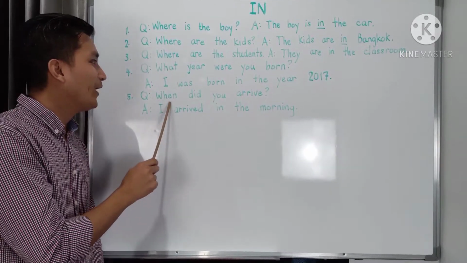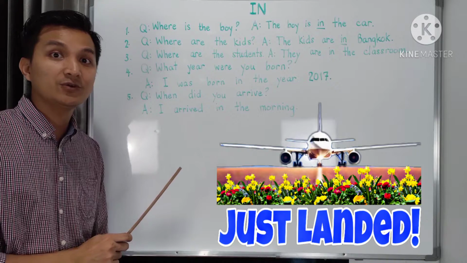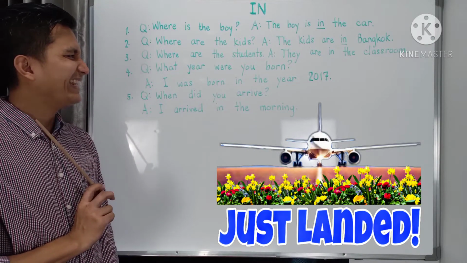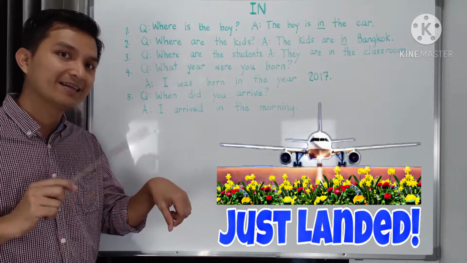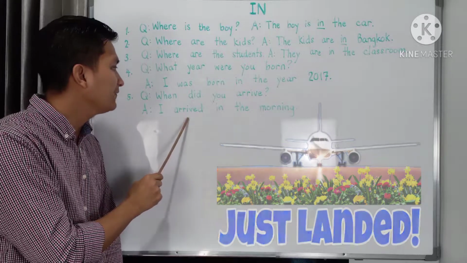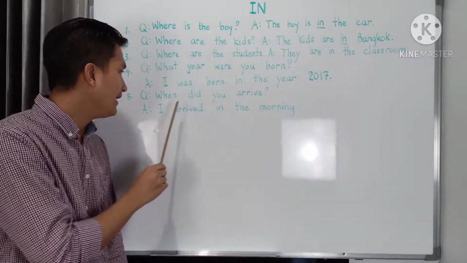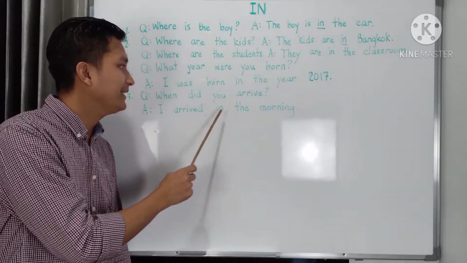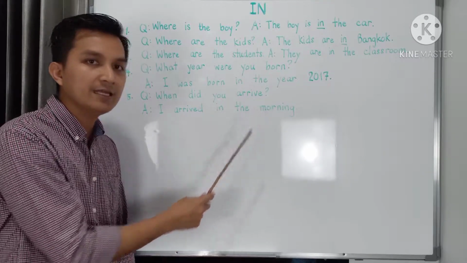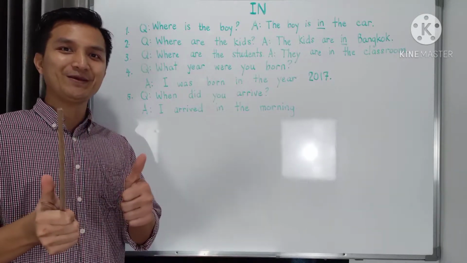Number 5, when did you arrive? The picture goes here. When did you arrive? So that is, arrive is a question about time, correct? So remember, I arrived in the morning of the day. You are correct. You can say, I arrived in the afternoon. Or you can say, I arrived in the evening. Because morning, afternoon, and evening are times of the day. Very good. We are done in using the preposition in.